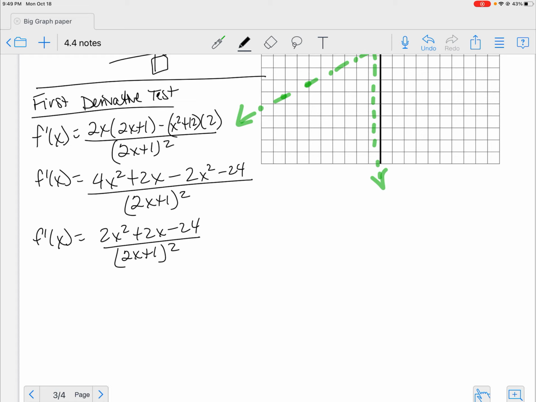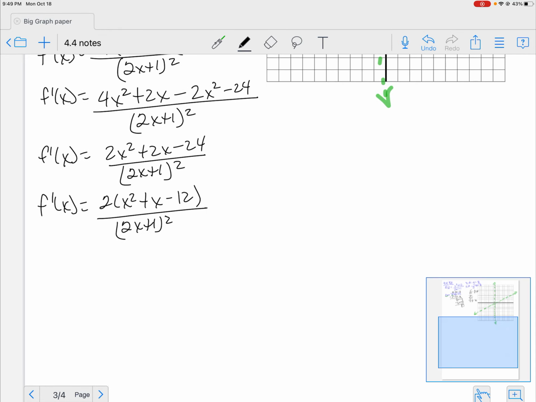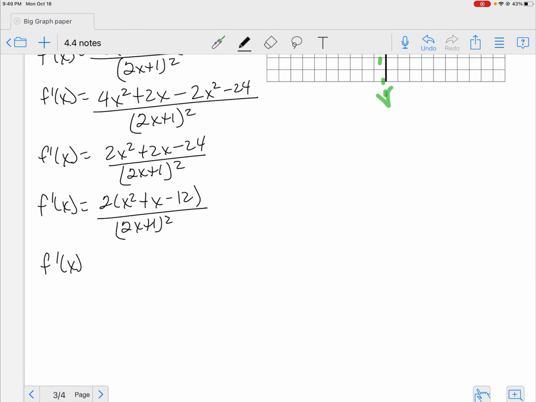Well, that top can be factored out a little bit there, can it? If I factor out a 2, what does that leave me with? x squared plus x minus 12 over 2x plus 1 squared. Oh, I could factor that some more. Well, that makes it handy.